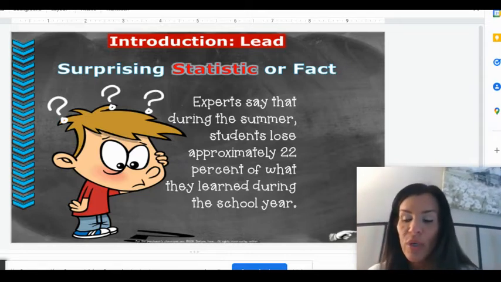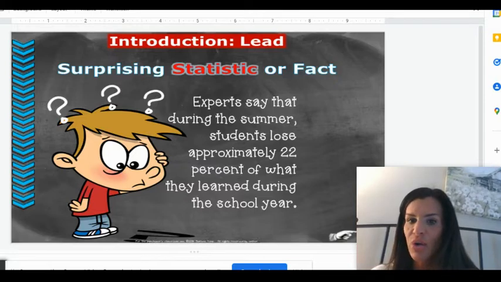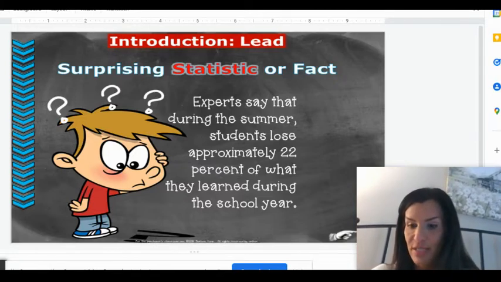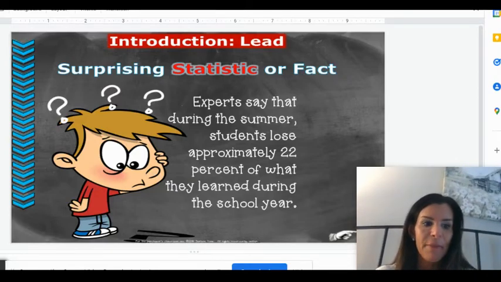This is where you can get really creative, because if we're talking about technology, there are statistics to show the amount of time students your age are on technology, and statistics about the age that they start using technology. So there's definitely some surprising statistics about technology that you would be able to find and use, okay?